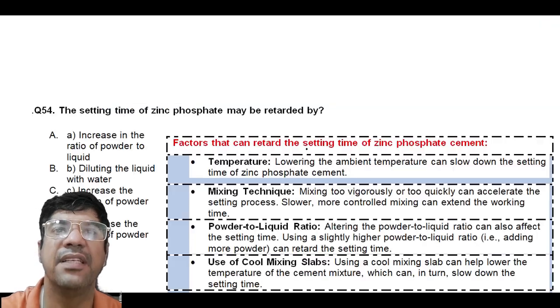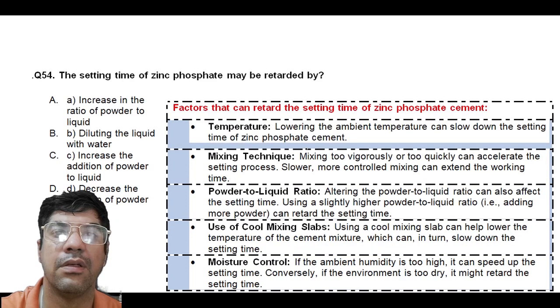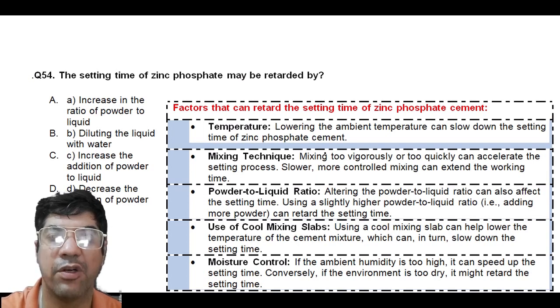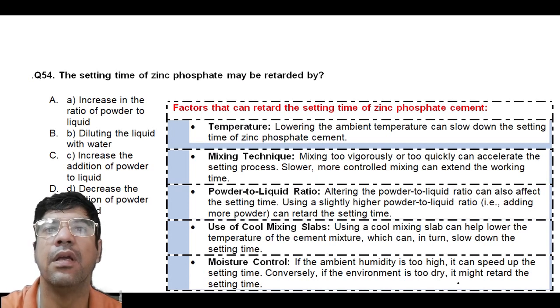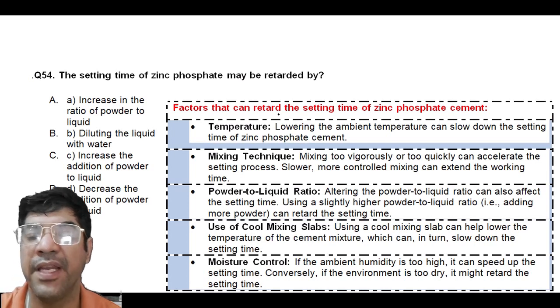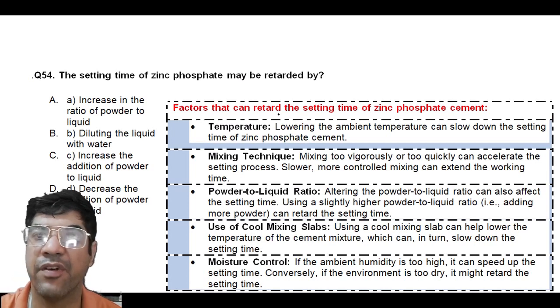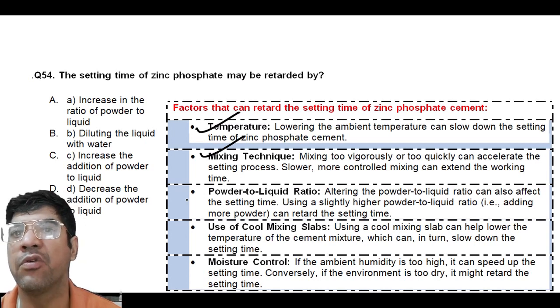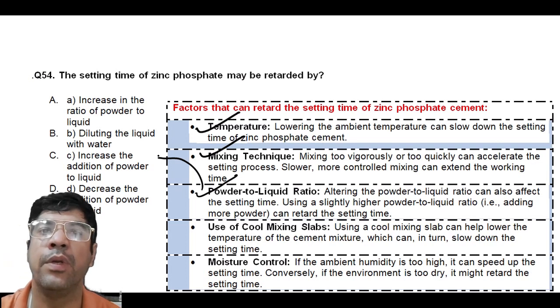The next question, the final setting time of zinc phosphate. It is retarded by various factors: temperature, mixing technique, powder to liquid ratio. So the question here is asking about the powder to liquid ratio.